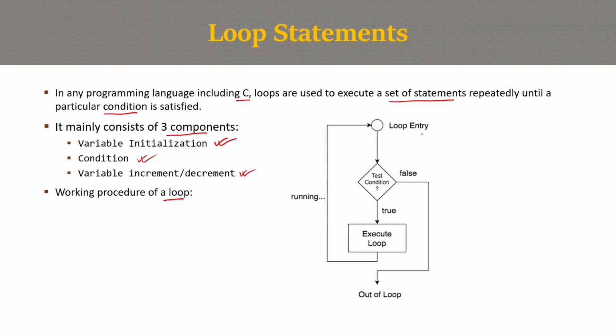So here, at first, we will see a loop entry. Now, after we enter into this loop, it will go to the test condition. If the test condition is true, then it will execute the loop. If it is false, then it will be out of the loop. So if it's true, it will execute the loop and again go back to the loop entry. So that is how this is looping.